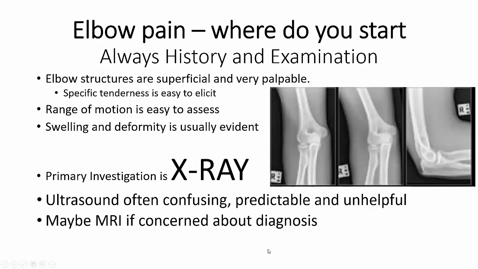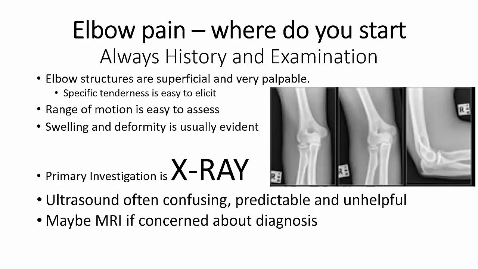The first investigation clearly is X-ray, and I think this is really the message in a lot of the talks we've been giving over these last month or so: X-rays and good history and examination are really the primary way to approach these problems, and will generally give you the answer. I find ultrasound, which is becoming quite a common, often initial investigation, is somewhat confusing and unpredictable, and it's usually quite unhelpful, often confusing the nature of the pathology and at variance to the primary or preliminary diagnosis. I'll use CT fairly regularly for things like arthritis, but certainly MRI if I'm concerned about the diagnosis.